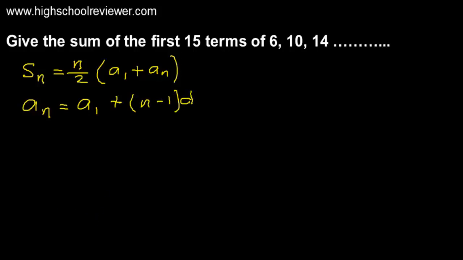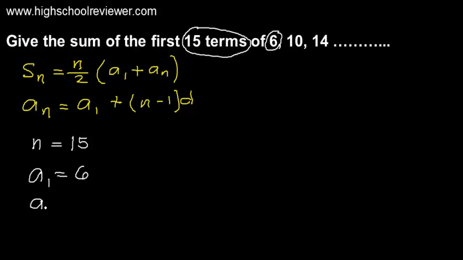So let us check our given problem. For our n, or the number of terms, based on the statement, we have 15 terms. Our n will be positive 15. And our a sub 1, or the value of our first term, is positive 6. Then our a sub n refers to our last term. Since we have 15 terms, this will be a sub 15, but we do not know the value of a sub 15.